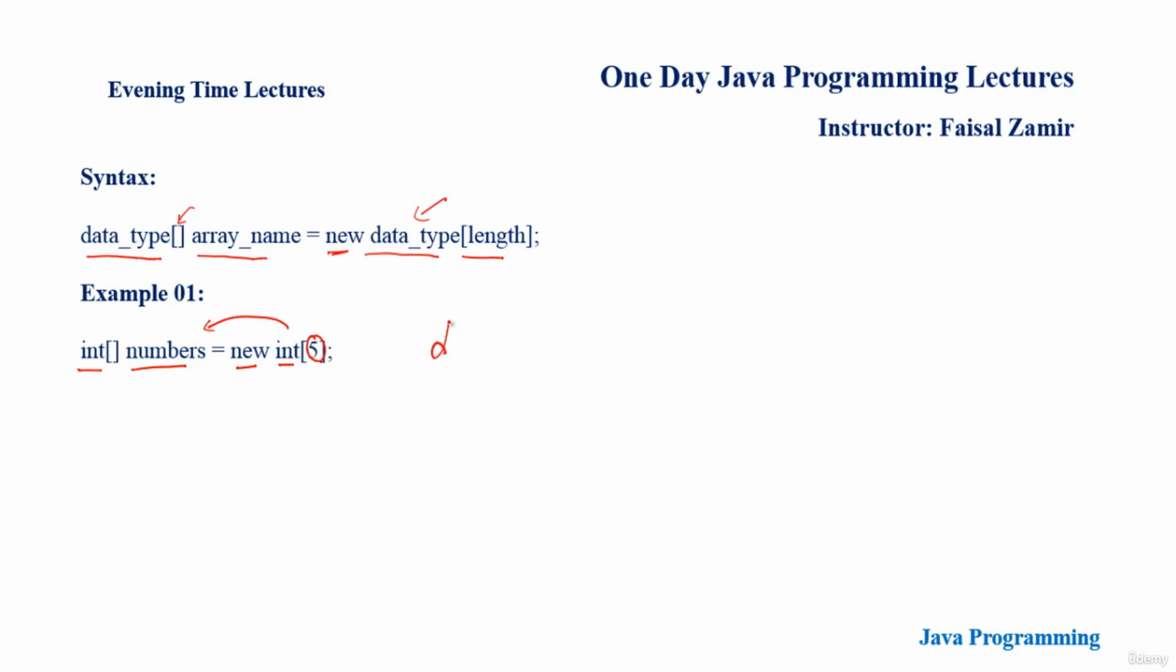So this is actually a declaration of an array. How can you initialize an array? Initializing an array means providing values to the declared array.